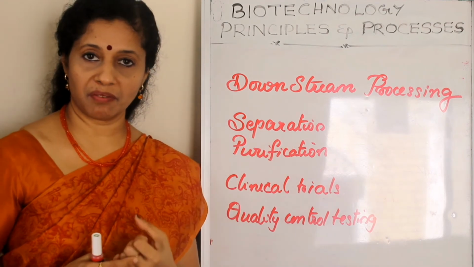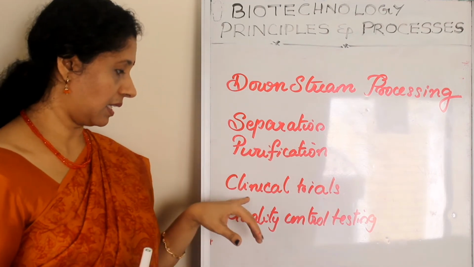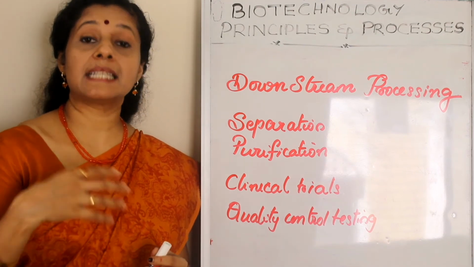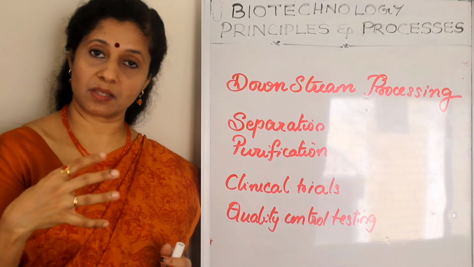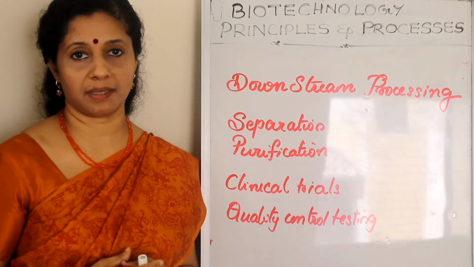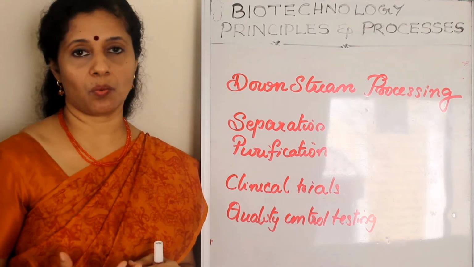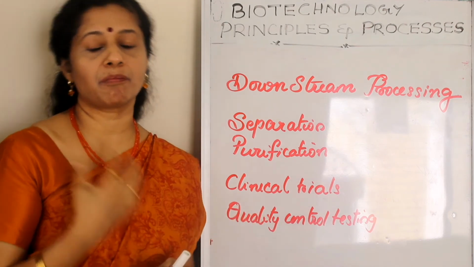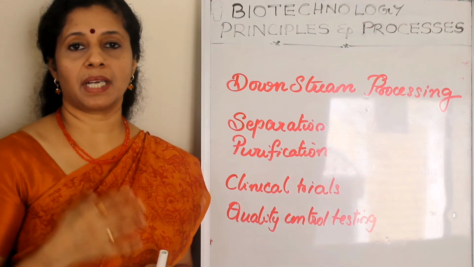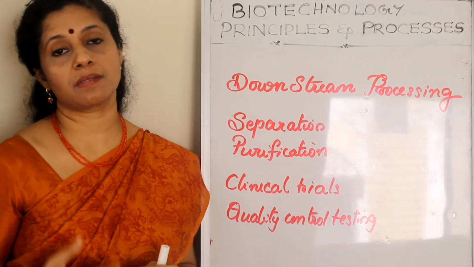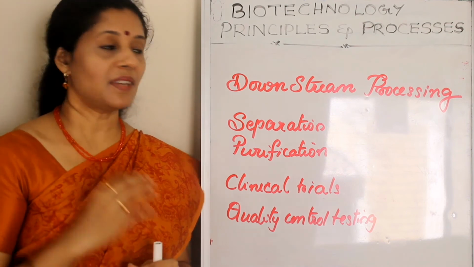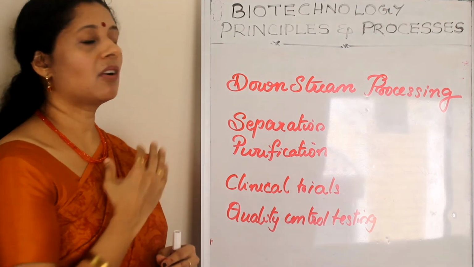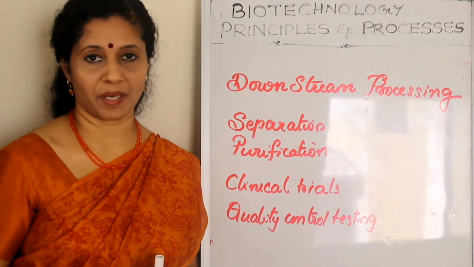Once we get the purified product, we have to conduct clinical trials to find out its use and also its side effects, if any. Long-term as well as short-term side effects should be studied properly. And if that test is also over, then a strict quality control test will be done for each batch of product that we are obtaining, so that we know that they are safe to use further. With this, the rDNA technology is complete and all the concepts of the biotechnology principles and processes chapter are over.